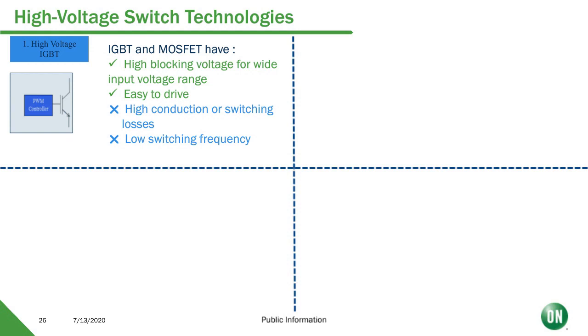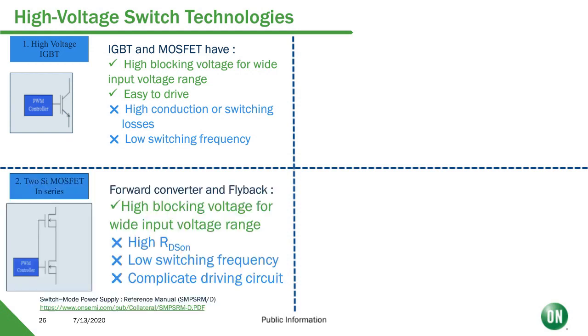Next is if you use two silicon MOSFETs in series with each other. Again, you get the high blocking voltage that's required for the application. But when you're putting two devices in series, of course, you'll have a much higher RDS(on), which will increase the system losses. Again, it operates at a lower switching frequency, and since you are driving two different devices, it is a more complicated drive circuitry compared to just driving one device.